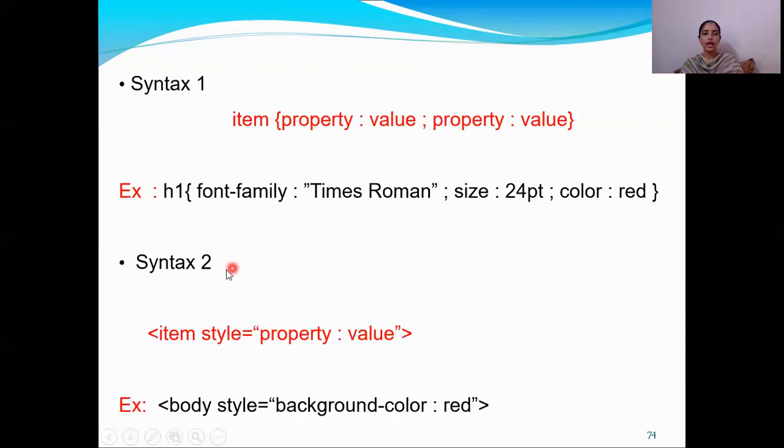Now going to syntax 2, the CSS can be inserted as an attribute inside your element or tag. But the attribute name must be style, and the value part of it must include property : value. This is the way that we write the syntax of CSS in style 2 format inside your body tag. So for the body, I am having the background color modified to red with the help of the CSS style attribute.